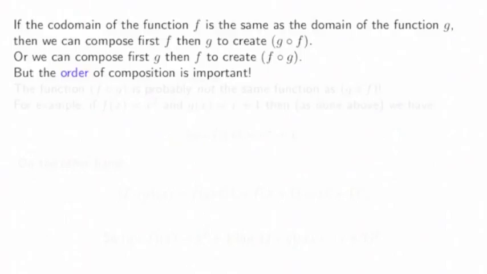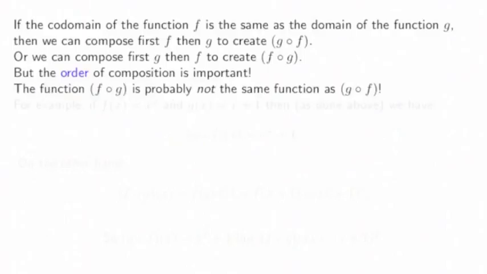If the codomain of the function f is the same as the domain of the function g, then we can compose first f and g to create g composed with f, or we can do it the other way around to create f composed with g. The order of composition is important. The function f composed with g is probably not the same function as g composed with f.